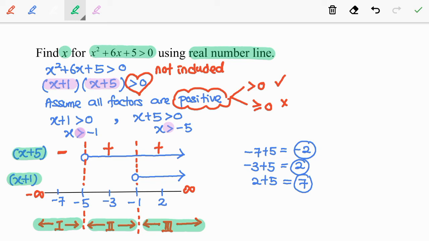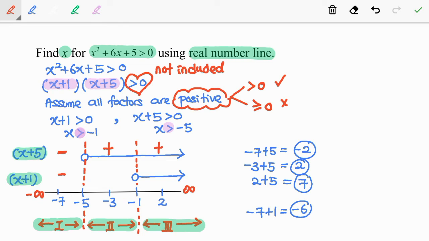So again, we will repeat the same process. So for the first intervals, so we are going to put the same value like the previous one, that is negative 7, into the factors x plus 1. So means we have negative 7 plus 1. So this gives us negative 6. So we clearly see that the value we get is negative value. So we put negative sign over here.